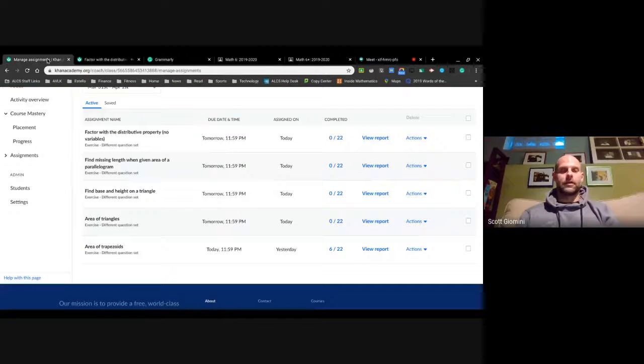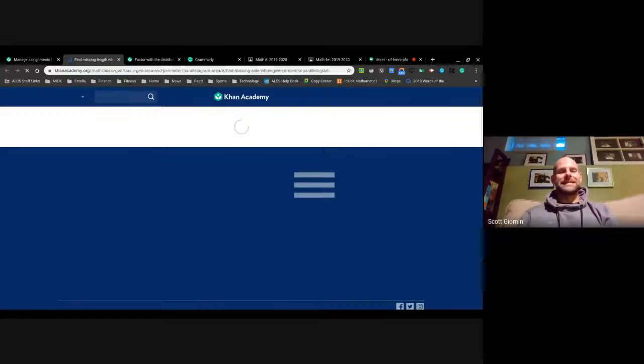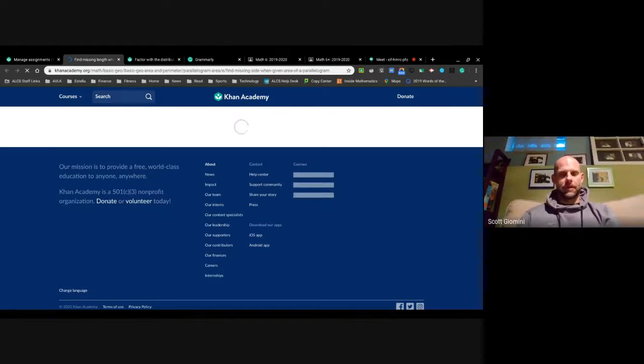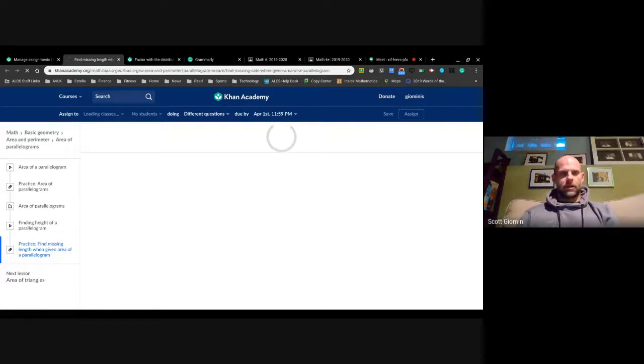Now, going back to another Khan skill we have. Finding the missing length with given area of a parallelogram. If I recall, area of a parallelogram is base times height. Area equals base times height. Take a look at a couple of these problems.